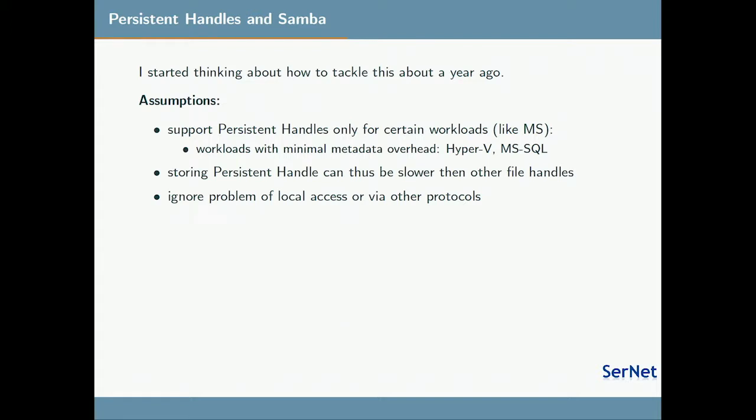And in Samba, the idea was really also to ignore problems of local access directly on the server or via other protocols. So it will be an SMB only feature. If you have a file with a persistent handle and the client is disconnected, and then on the server you just do an rm, remove file, so yeah.